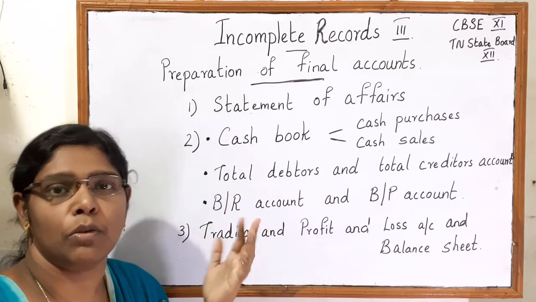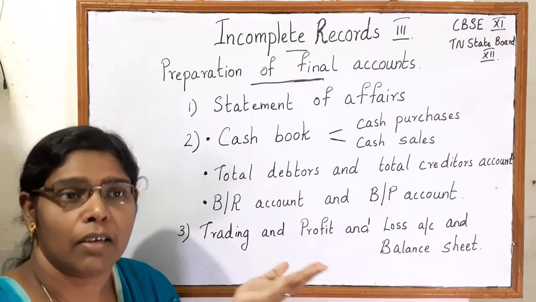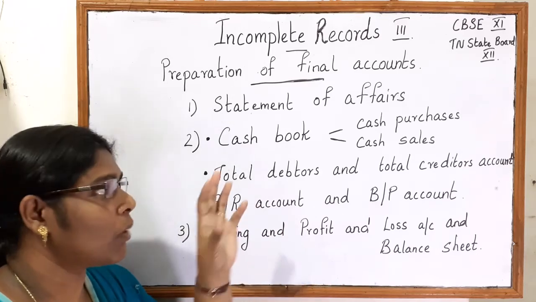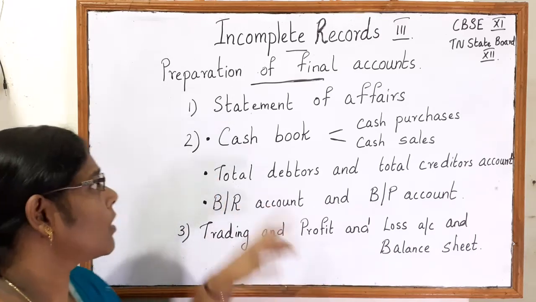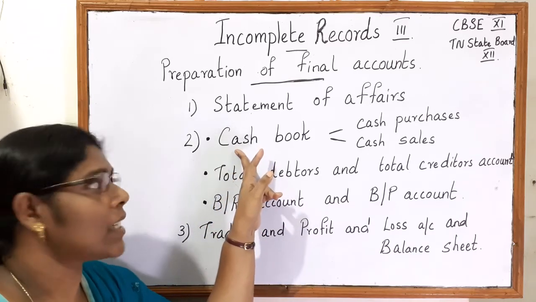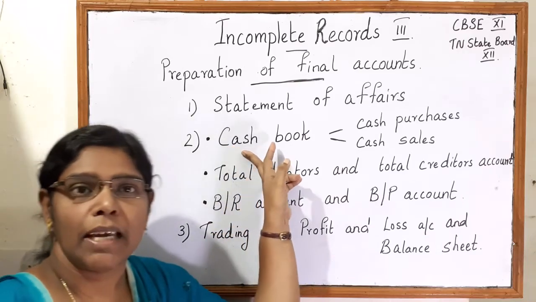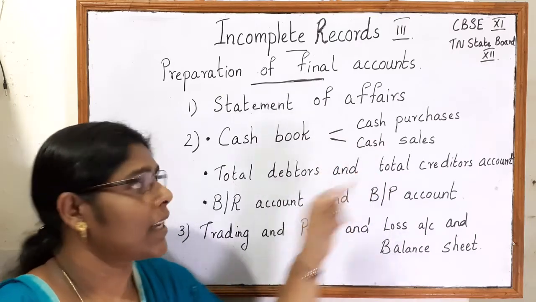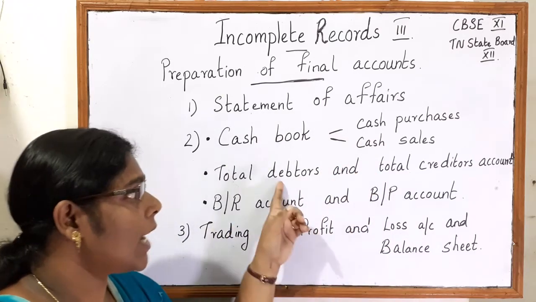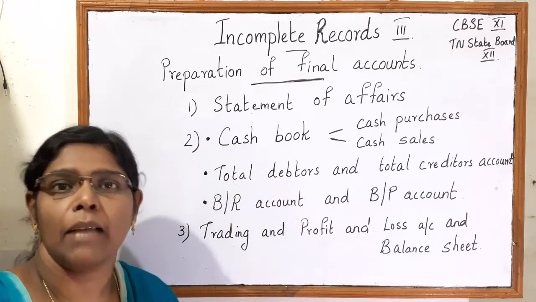So this will help us to know the opening capital if we don't have it, we can find the closing capital or the profit and loss. So whatever the missing figure, we can find it out. Then, even in class 11, we have learned how to prepare a cash book. So by preparing the cash book, we can find the cash purchases and cash sales. Then the missing figures with regard to credit purchases and credit sales and bills receivable and bills payable.